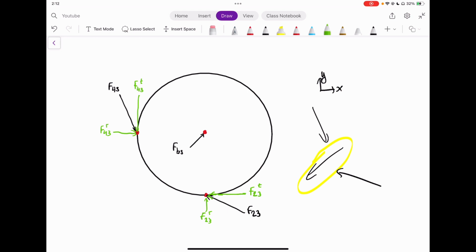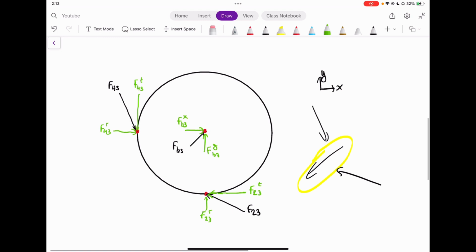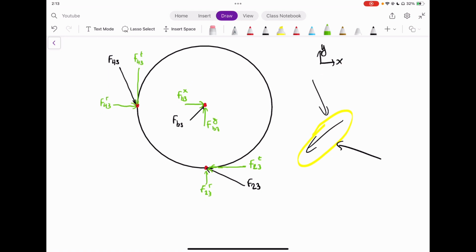And once again, in this direction, we also have some components of this force. Now, the components of this force are not in the radial and tangential direction. They're just in the y and x direction. So we'll add an x component of FB3 and a y component. Okay, so that basically concludes our free body diagram. So that's all the forces that are happening in our system. And now we have to start solving for these forces. So we know that in order for a gear not to move, all the forces in the y direction as well as the x direction need to be 0.